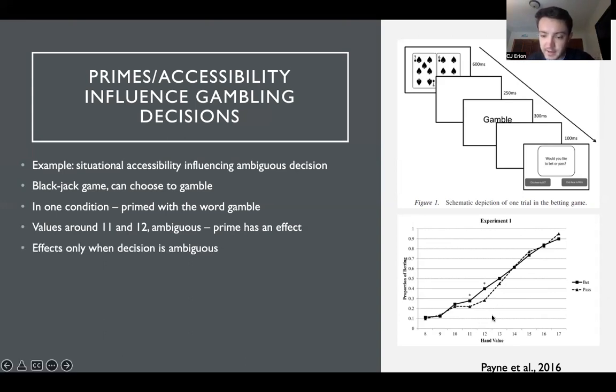And so you see that because the only difference between the primed condition here and the non-primed, prime with bet, prime with pass, is only at about 11, 12, 13. And the idea is that this is where making a decision is more ambiguous. Once you start getting above that, you're pretty sure you're going to win. Once you start getting below that, you're pretty sure you're going to lose. And so this is where if you saw that gamble pop up, you were more likely to actually bet money on this hand.